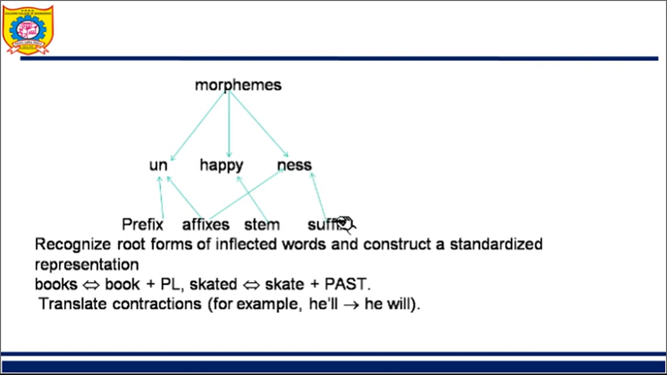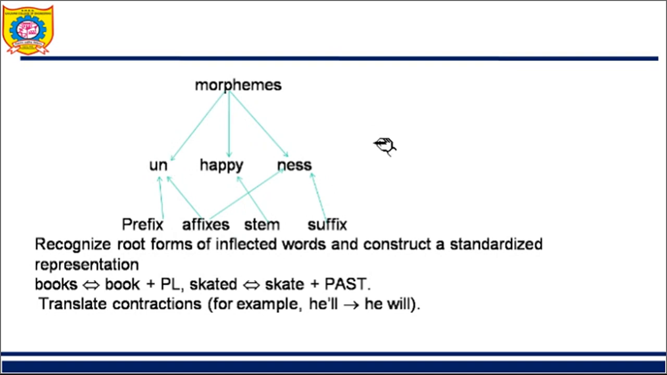Ness is nothing but a suffix. Un is nothing but a prefix, which you added previously. And happy is my stem word or my root word. Now this prefix as well as suffix are both affixes. Okay, so recognize root forms of inflected words.